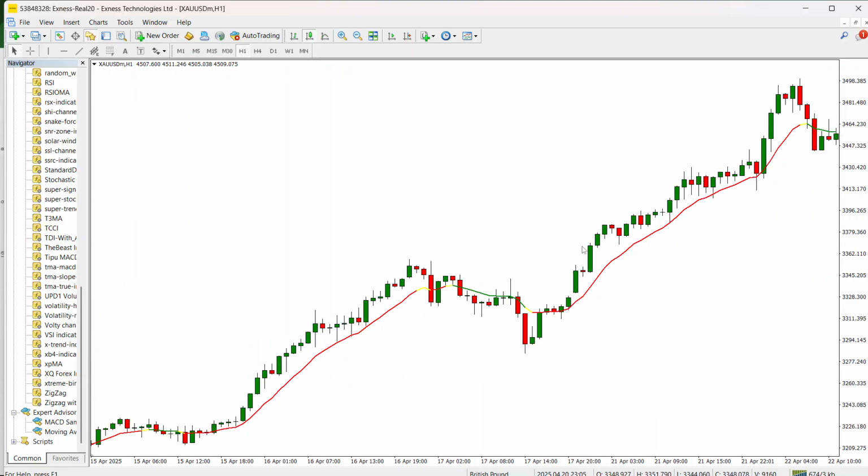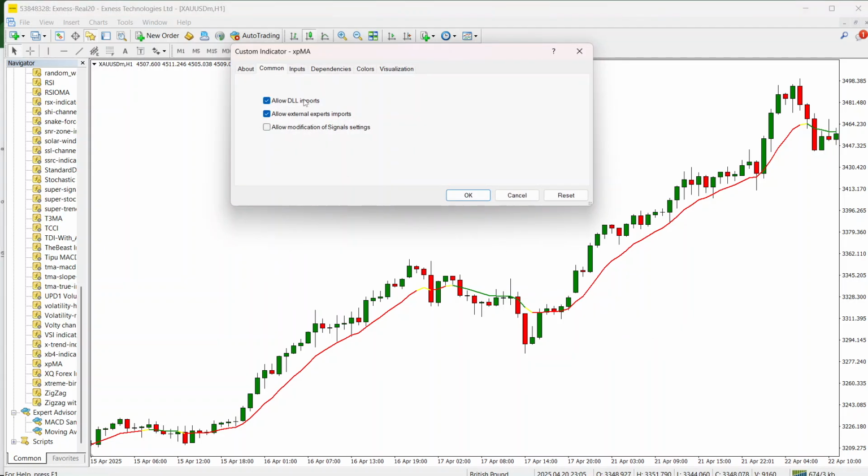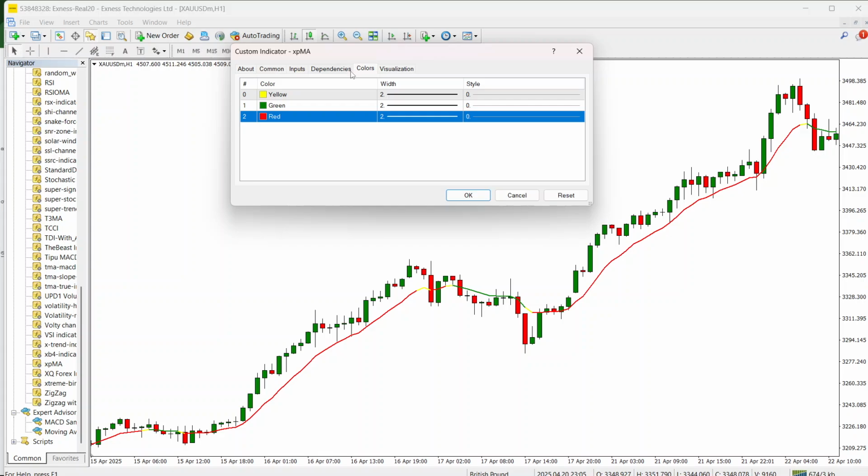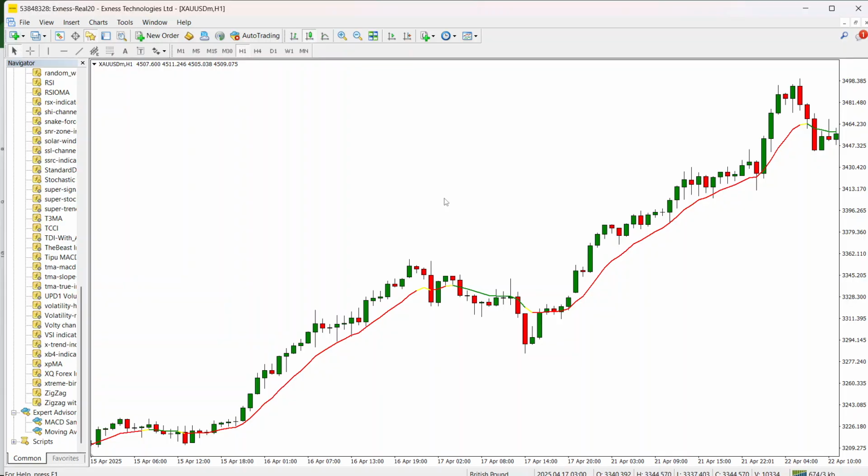The indicator can be applied to both short-term and long-term trading approaches, with settings adjustable to match the trader's preferred time frame and volatility characteristics of the instrument being analyzed. You can adjust the moving average period, the MA type, the MA applied, and the volume factor. And also adjust the color to suit your trading style.